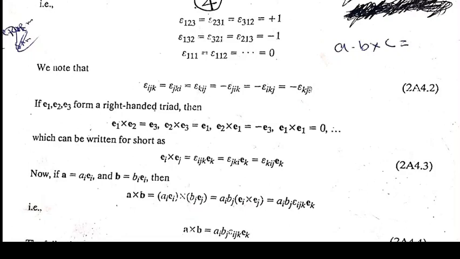This is in general, as these have, that you can write epsilon 1, 2, 3 equals minus epsilon 1, 3, 2, or 3, 2, 1, or 2, 1, 3. All the even permutations are equal and the value is plus 1. All the odd permutations are equal and the value is minus 1.